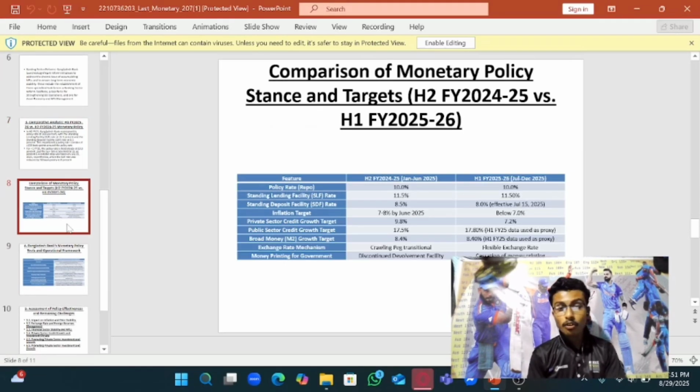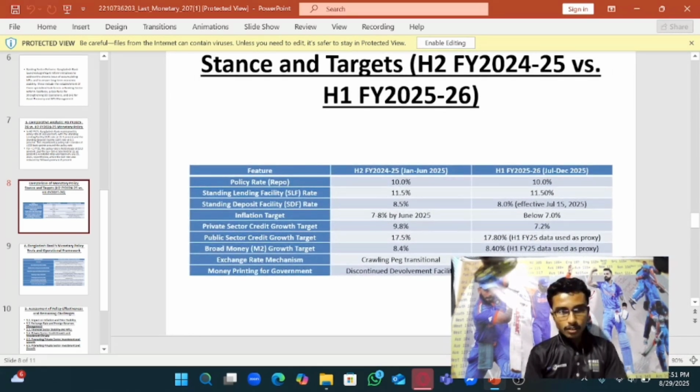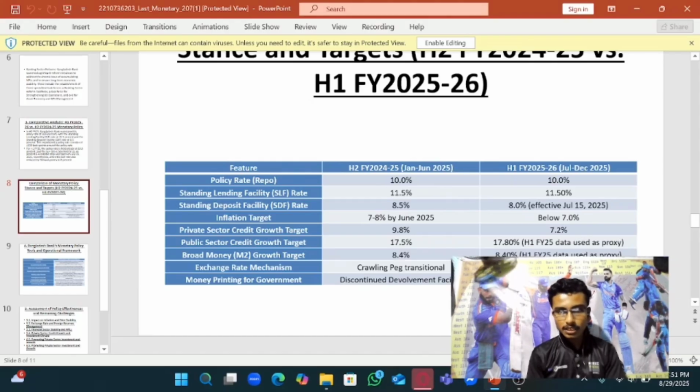My next slide is the comparison of monetary policy targets, 24-25 versus 25-26. Let's zoom in. Here is my table 2, and all these tables are mentioned in my assignment. There are some indicators in the table heading: feature, fiscal year 24-25, fiscal year 25-26. Policy rate, repo, 10%, 10%. That means it's equal. Next feature is standing lending facility, or SLF, 11.5% and 11.50% for 25-26. It means the same. Standing deposit facility, SDF rate, is 8.5% and 8.0%, effective July 15, 2025.